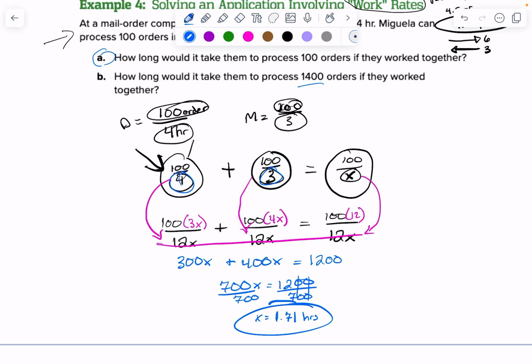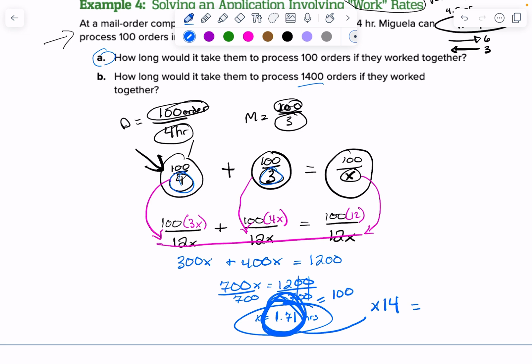Well, they're doing 100 orders in 1.71, right? This is equivalent to 100 orders. But I want 1,400 orders, which is 14 times more than what this is, right? This is 100. If I want 1,400, all I'm going to have to do is take this times 14, because that's 1,400, or 14 times more orders than what I had before.